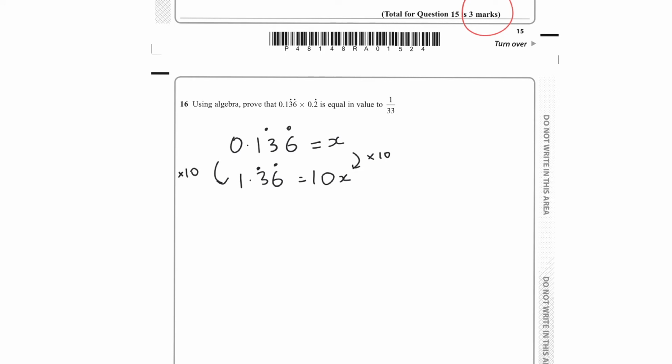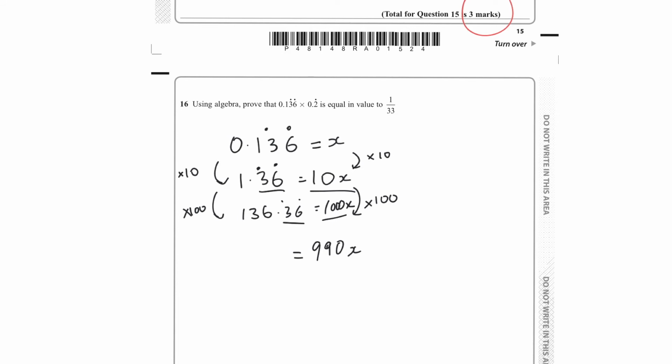Let's say if we now multiply this by 100, we would have 136.36 recurring is equal to 1000x. And so to work out what x is, what we would need to do is by taking away the value of 10x from 1000x, we're left with 990x. And so if we did that on the other side, you would do the 136.36 recurring, take away the 1.36 recurring.